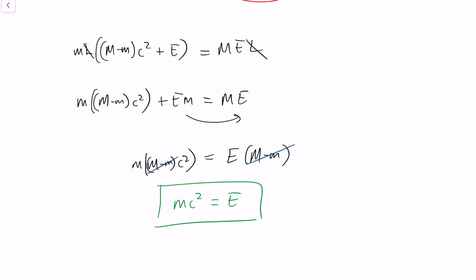Okay, well, I hope you found it interesting. I hope you found it inspiring. So this is Einstein's famous energy-mass relation.